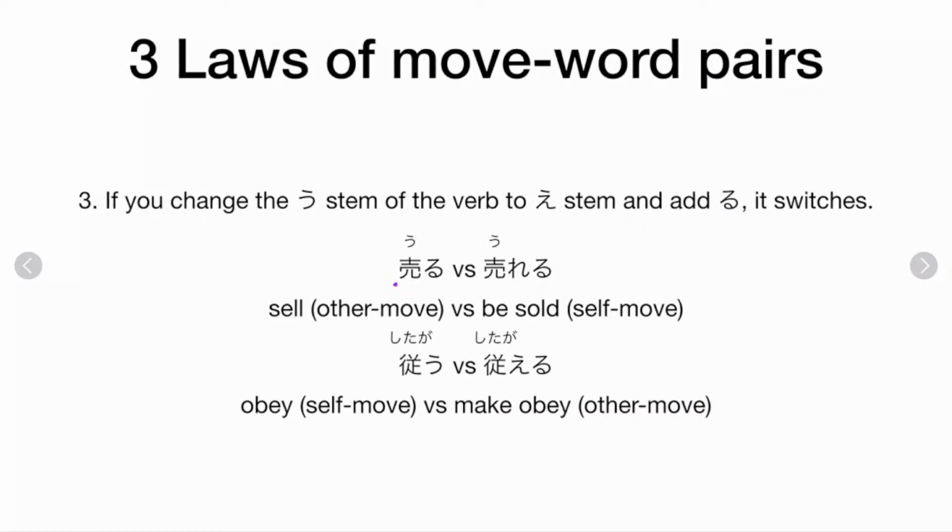So uru is to sell, right? Uru. You drop the u and add eru instead. Ureru, which is to be sold. Similarly, shitagau is to obey. Shitagaeru, right? Drop the u, add eru, is to force someone to obey, to make them listen.